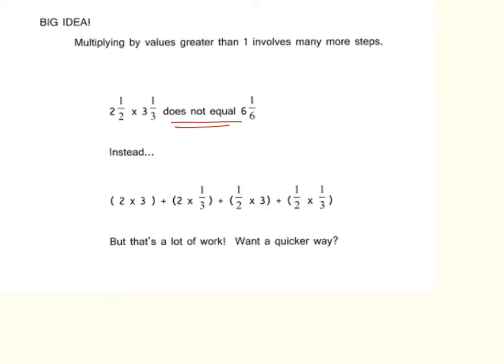Before I say that, I want to show you another way that you could solve this, but you probably wouldn't want to. It takes way too long. So if I wanted to multiply the way it is, without doing this little trick I'm going to tell you about, I would have to take 2 times 3, and then 2 times 1/3, and then I'd have to take 1/2 times 3, and 1/2 times 1/3, and add those all together. And I'd still get the same answer as this quicker way that I'm going to show you next.